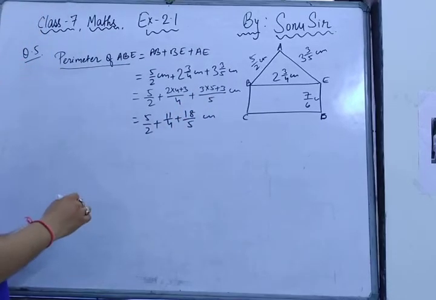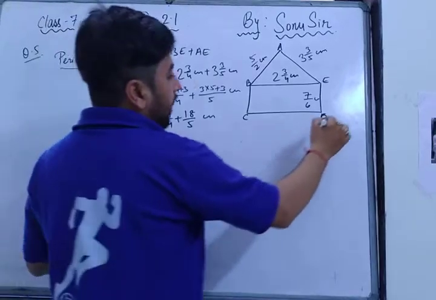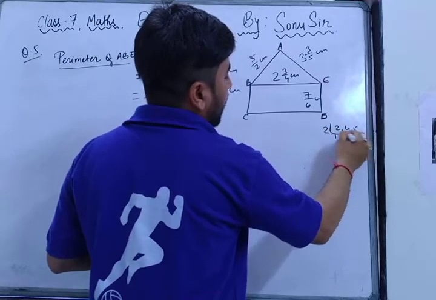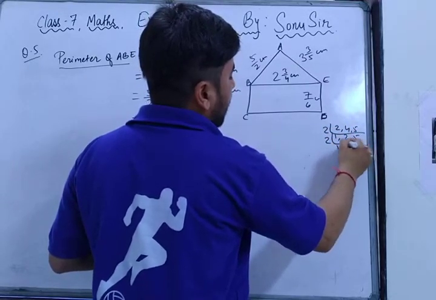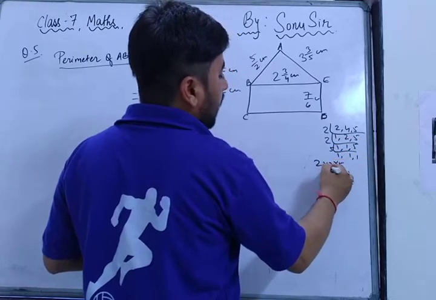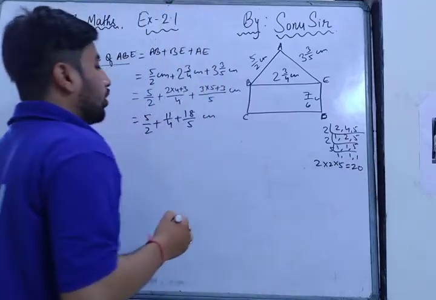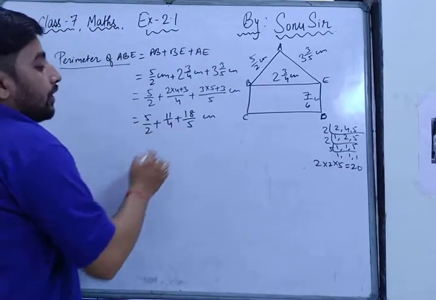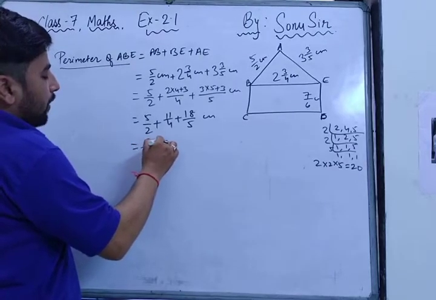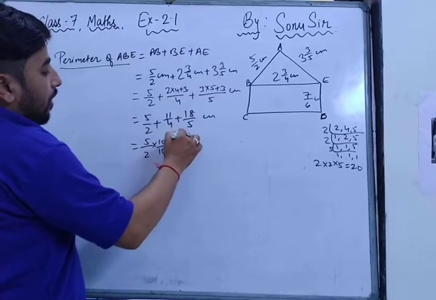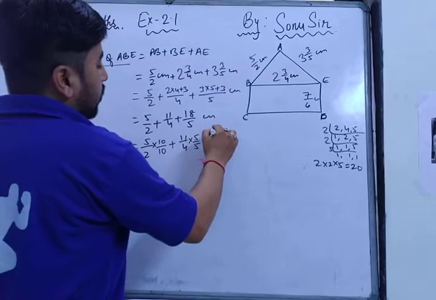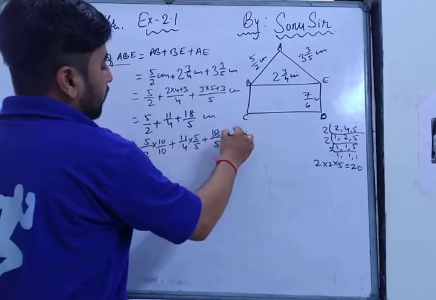Now can you tell me what is the LCM of 2, 4 and 5? We can find the LCM of 2, 4 and 5. So 2 into 2 is 4, then 4 into 5 is 20. 20 is your LCM. You have to convert each denominator to 20. So 2 10s are 20: 5 by 2, up and down multiply by 10. 4 5s are 20, so 11 by 4, up and down multiply by 5. And 5 4s are 20, so here up and down multiply by 4.